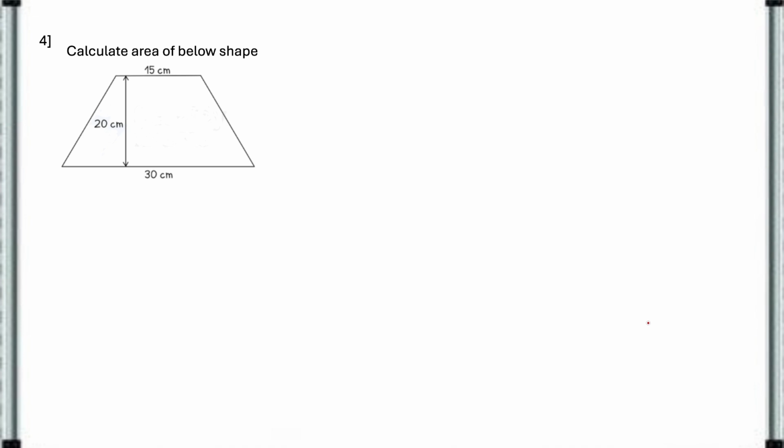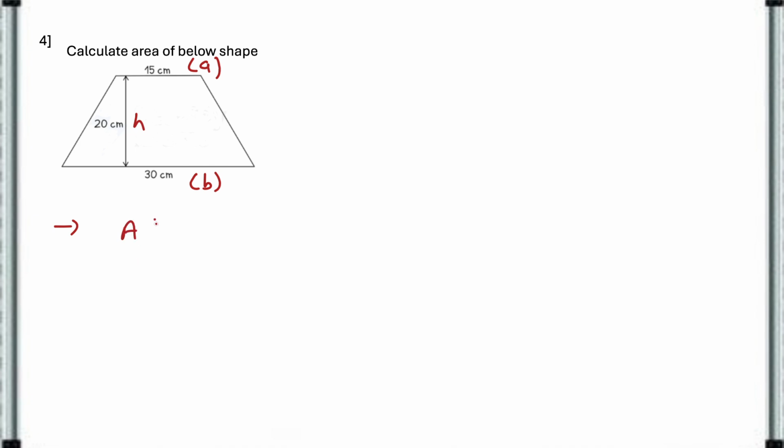Okay, let's see one more question, so that your topic will be clear. Now you can guess this shape. This is a trapezium, right? The given shape is a trapezium and they have given upper length, that is small a, 15, bottom length is b, and height is 20 centimeter.